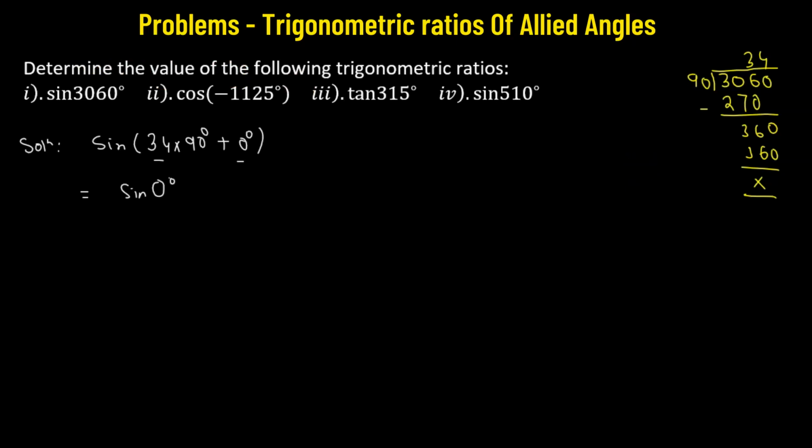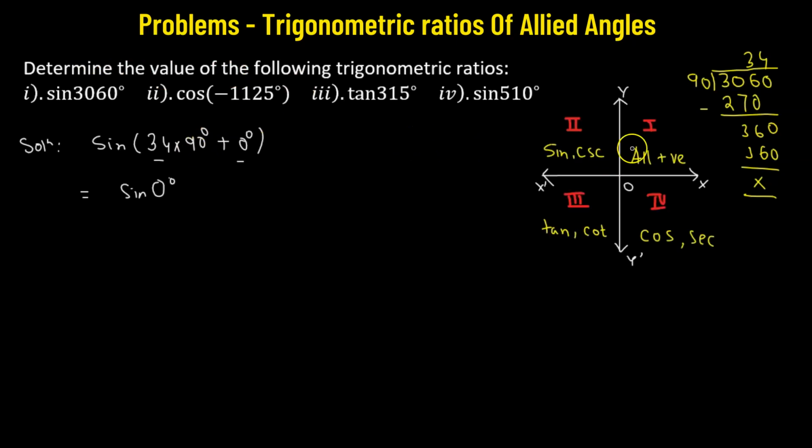For this, let's go to a quadrant system. So 34 means, if we take a multiple of 4, the nearest multiple of 4 to 34 is 32. So 32 is going to lie in the fourth quadrant. Then we have 33 in the first quadrant and 34 is going to lie in the second quadrant. So 34 times 90 degrees means we are in the second quadrant where only the sine and the cosecant are positive. Since we started out with sine, our final value is going to be positive sine 0 degrees, and that gives us a value 0 because sine 0 is 0. Fine. So our problem number 1 is done.